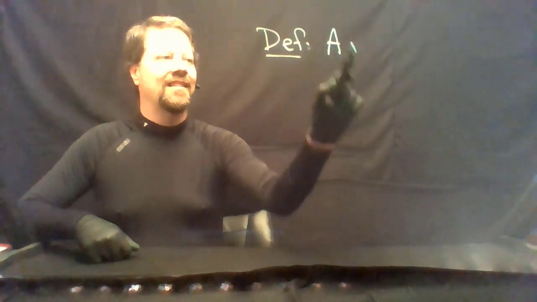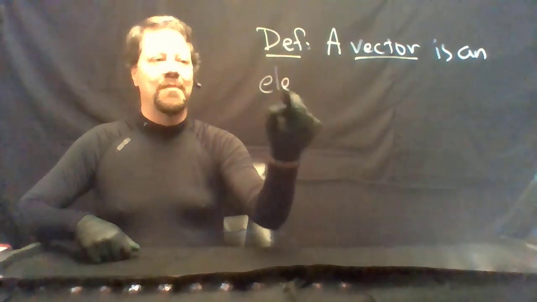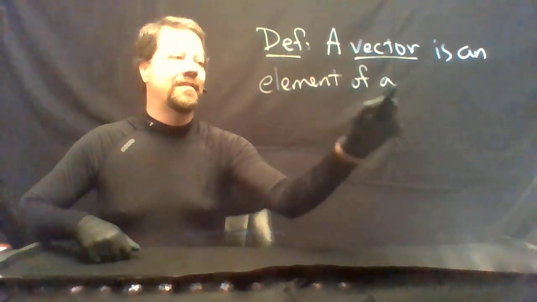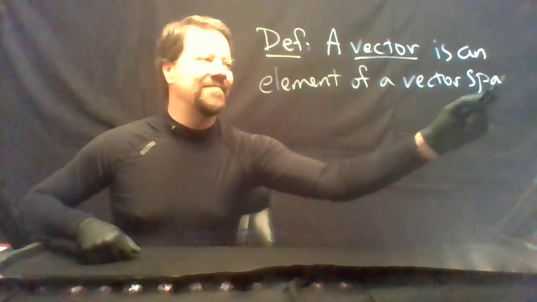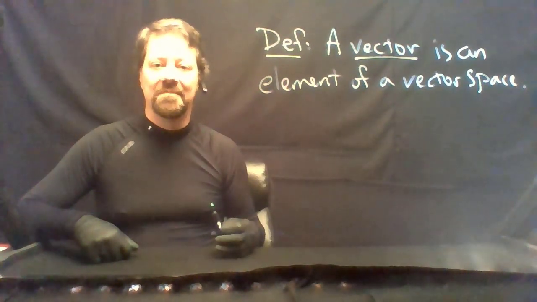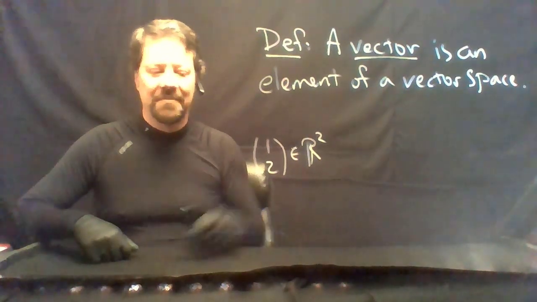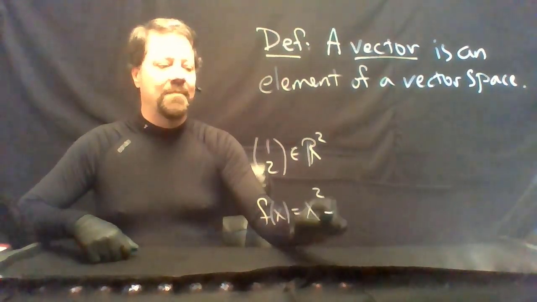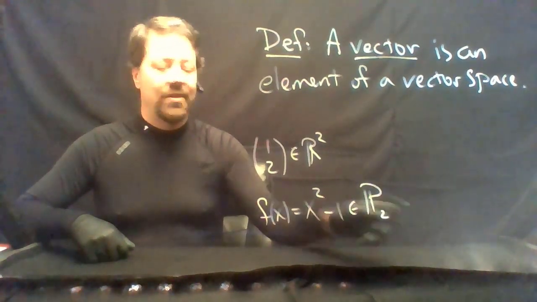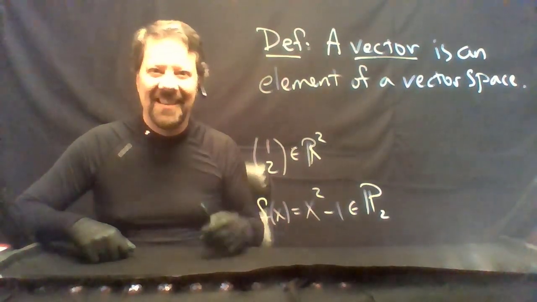We've been using the term vector without a proper definition. A vector is an element of a vector space. So once you have the definition of vector space, any element of that will be a vector. So for example, (1, 2) is an element of R2, so (1, 2) is a vector. f of x equals x squared minus 1 is an element of P2, the set of polynomials of degree 2 or less, and we know that's a vector space, so x squared minus 1 is a vector.